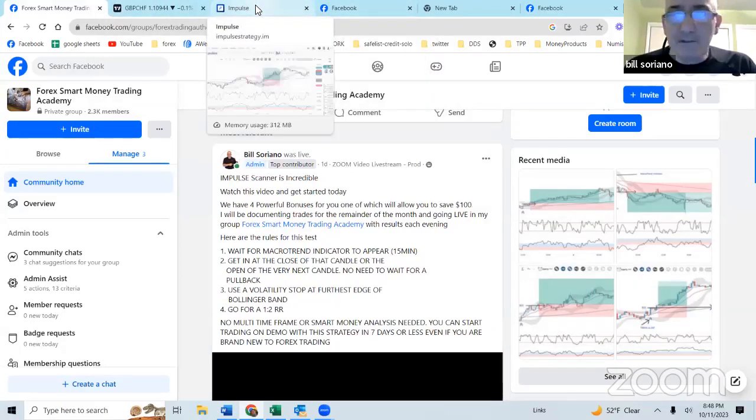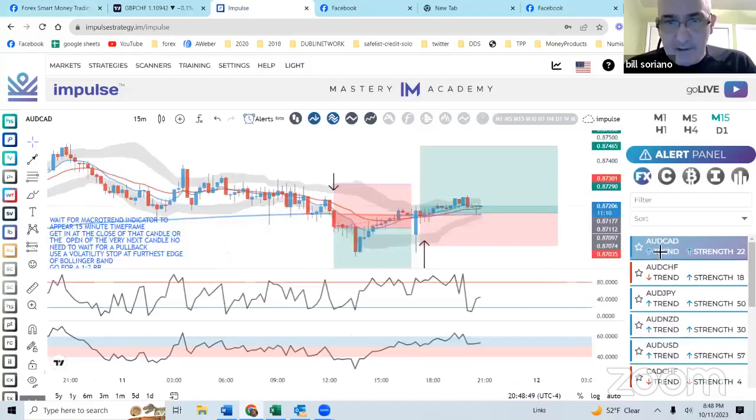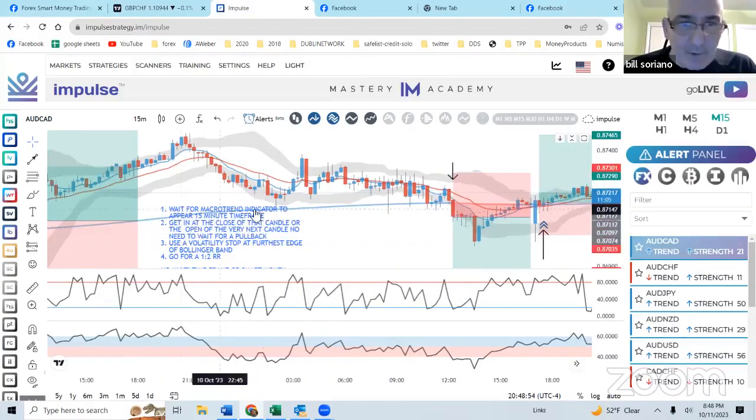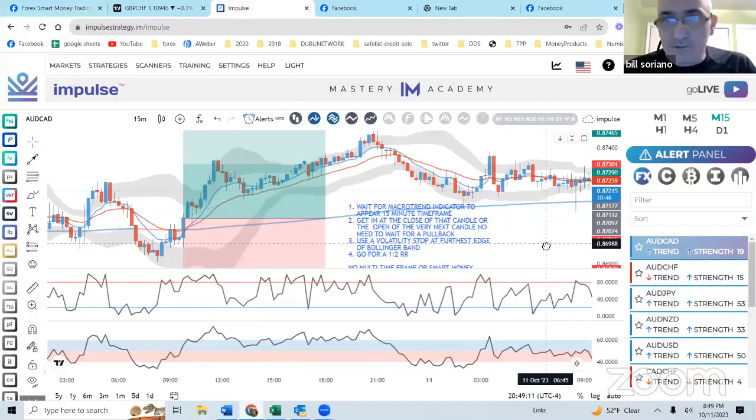Okay, so we're going to go through all of the pairs, all 28 pairs here. You can see here, this is AUD/CAD. And this is what we're doing: waiting for the macro trend indicator to appear on the 15-minute time frame, getting in at the close of that candle or the open of the very next candle, no need to wait for a pullback, using a volatility stop at the furthest edge of the Bollinger Band, and going for 1 to 2 to determine if you win or lose the trade.